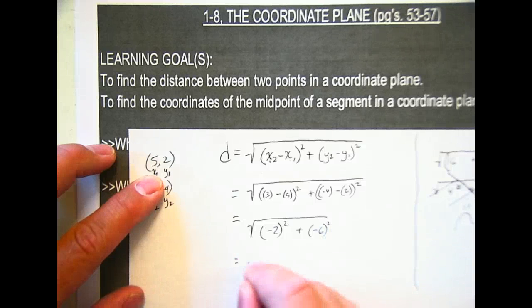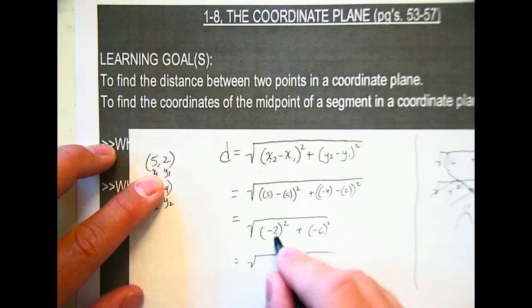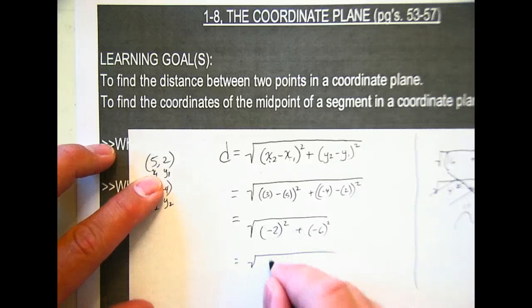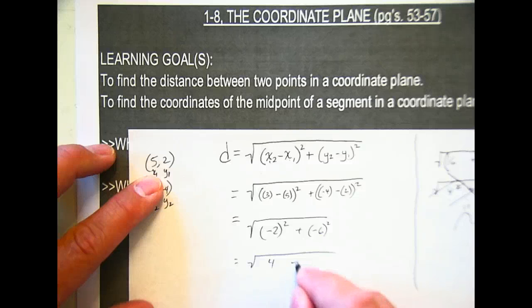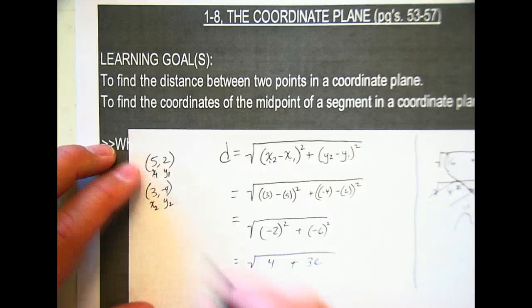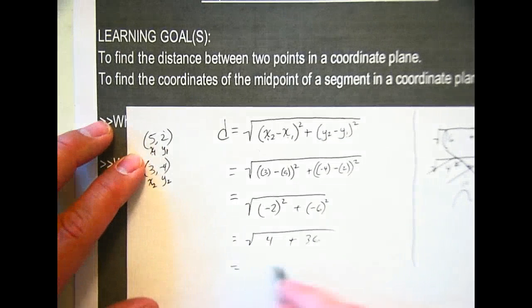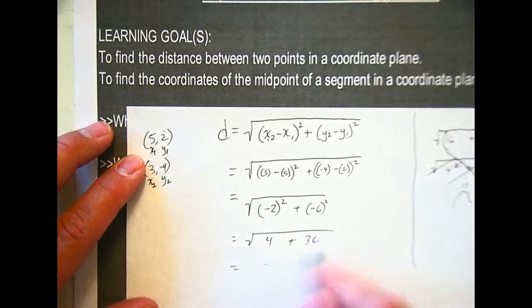And that ends up giving us, what's this? 4. That's 4, right? It's not negative 4 because negative times negative is positive. What's this? 36. So the distance between these two coordinates, if I were to graph them, would give me root 40.